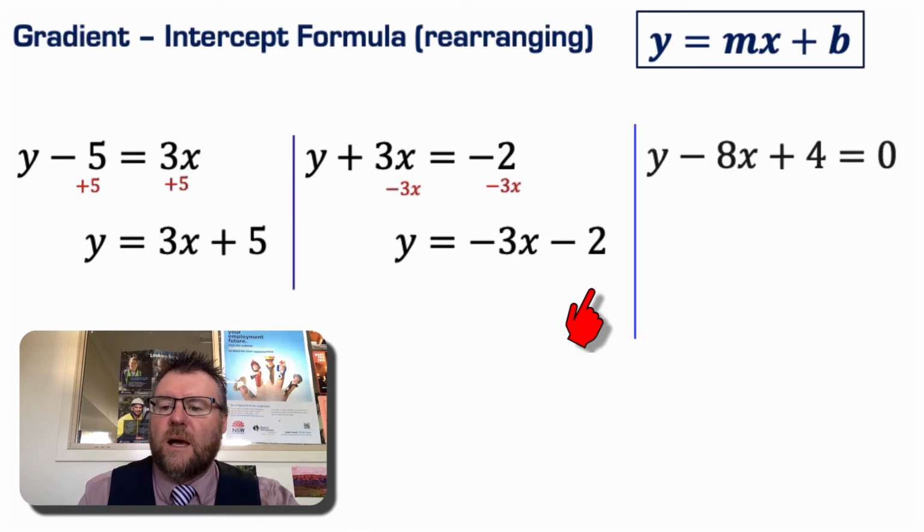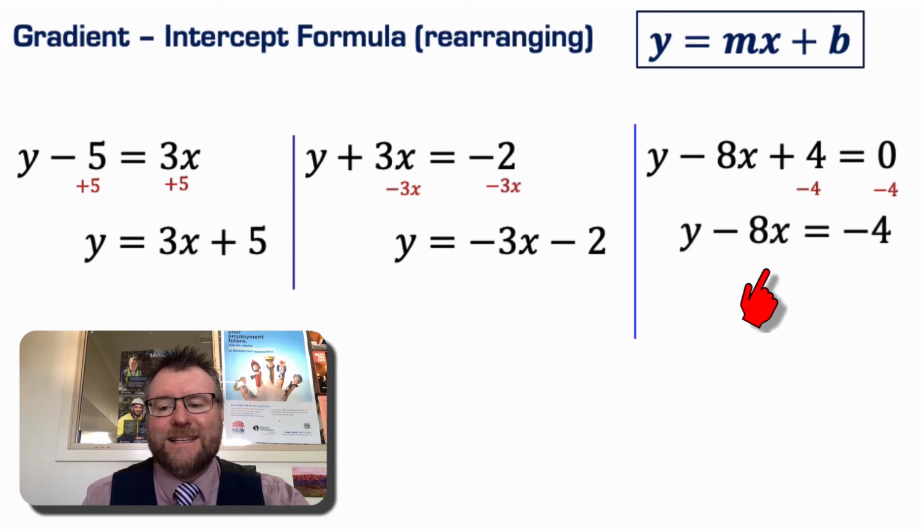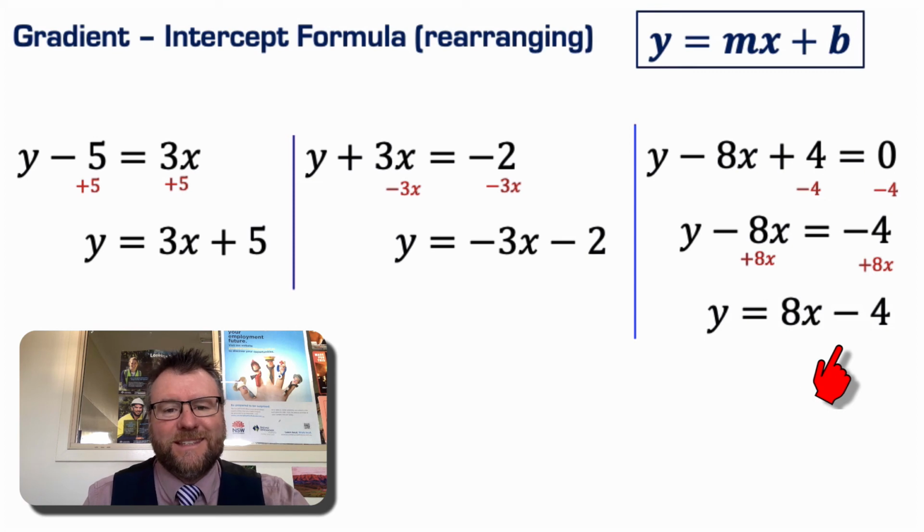One last example over here, everything's on the left hand side now. It's out of control. I want to end up with just the y on the left hand side. So there's going to be two steps. The first step is let's get rid of the 4. Well, the opposite of plus 4 is minus 4. Do that to both sides. And now I get to this point, y minus 8x equals negative 4. Let's get rid of the minus 8x. The opposite is adding 8x. I do the same to both sides, and my algebra gets me down to this point. Now it's in the gradient intercept form, y equals mx plus b. In other words, the gradient was 8, the y-intercept is negative 4.